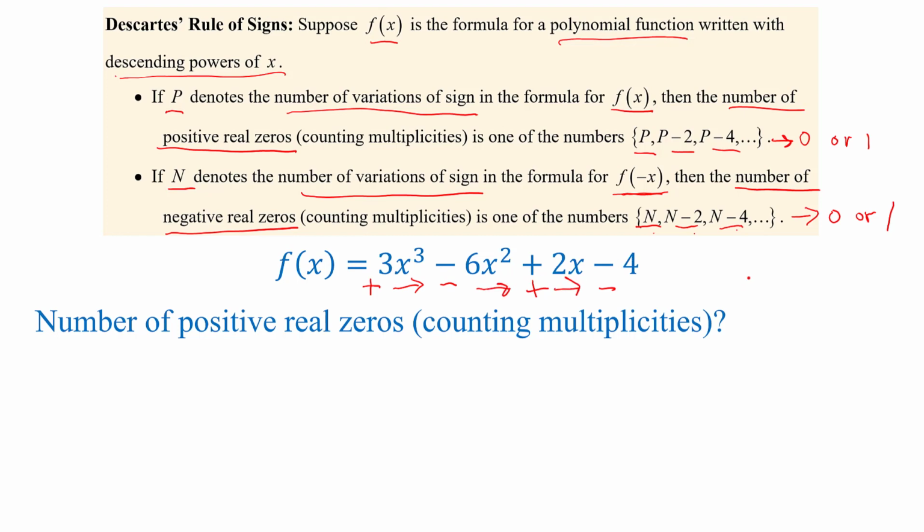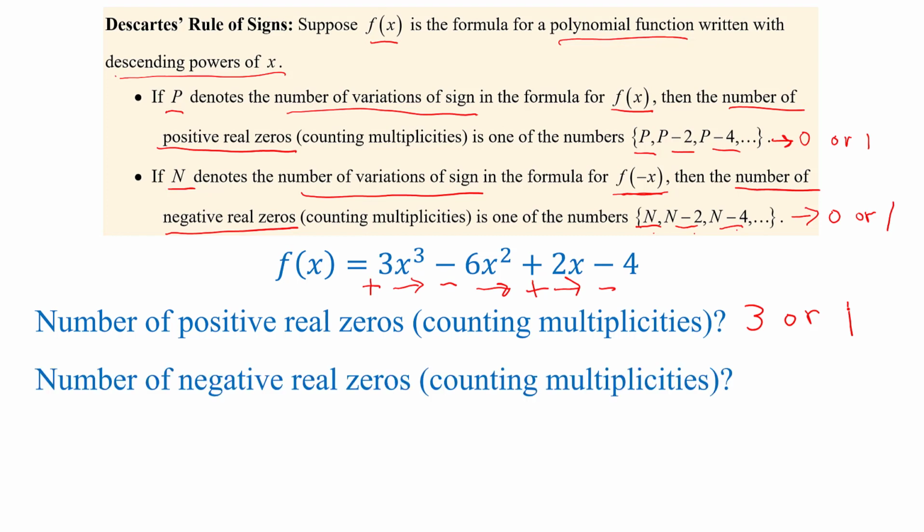So the number of positive real zeros, counting multiplicities here, would be 3, or we drop down by an even integer. So you can think of that even integer as just 2. 3 minus 2 is 1. And we stop at either 1 or 0. So the number of positive real zeros here, counting multiplicities, is either 3 or 1.